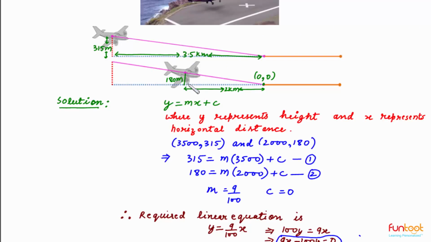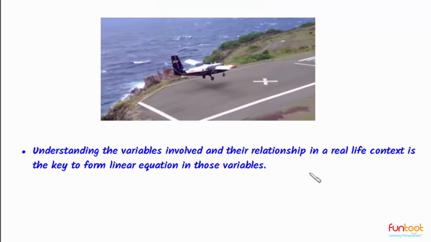So here we have proved that if the aircraft is at a height of 180 meters when the horizontal distance is 2 kilometers, it will have a safe landing. Let's summarize what we have learnt in this problem. Understanding the variables involved and their relationship in a real-life context is the key to forming a linear equation in those variables.